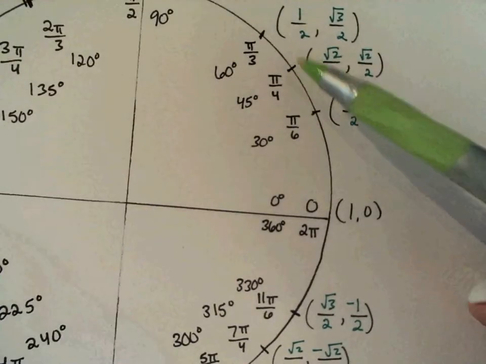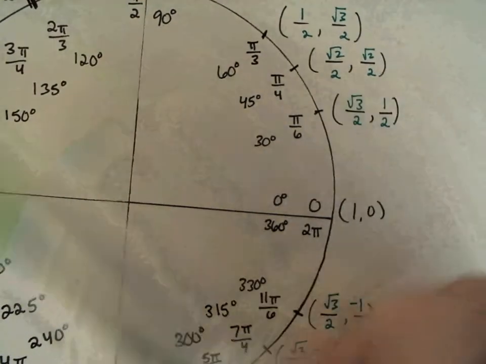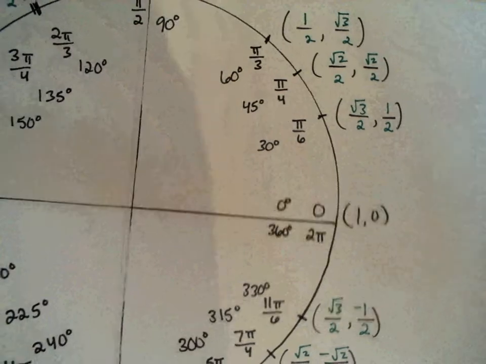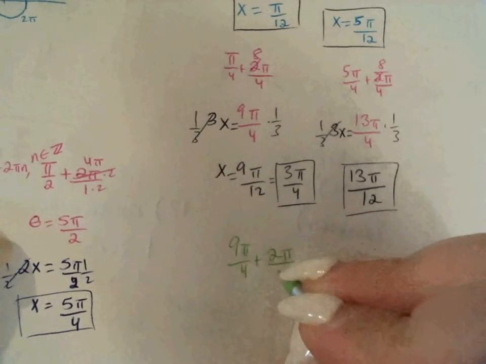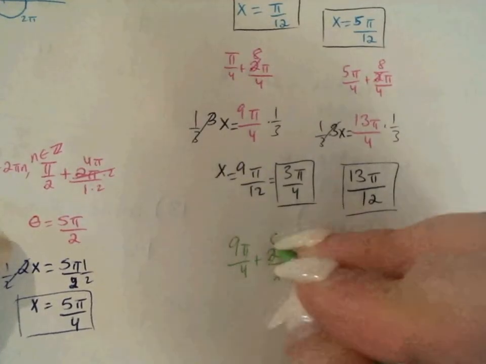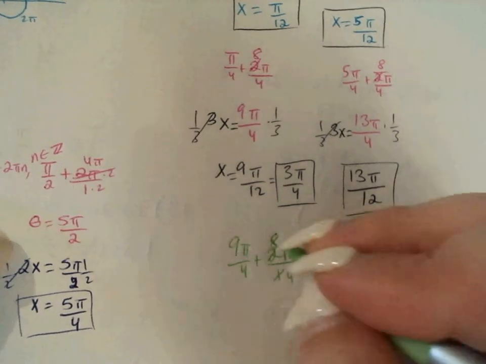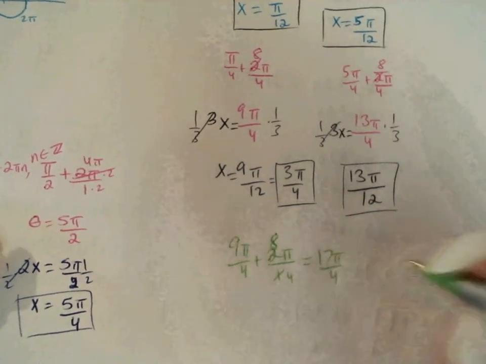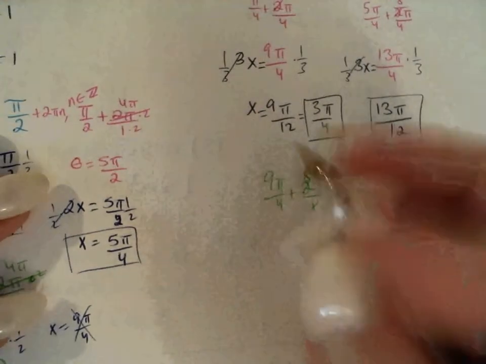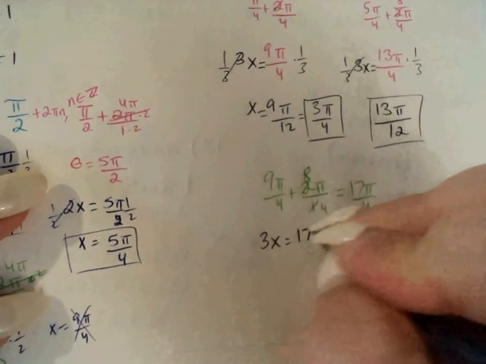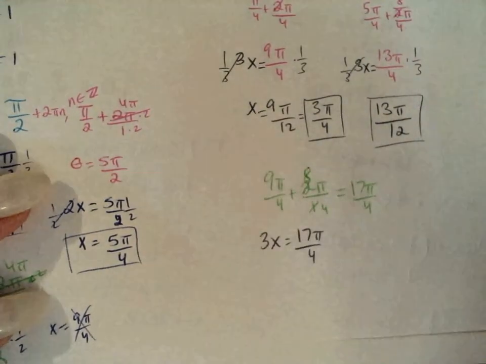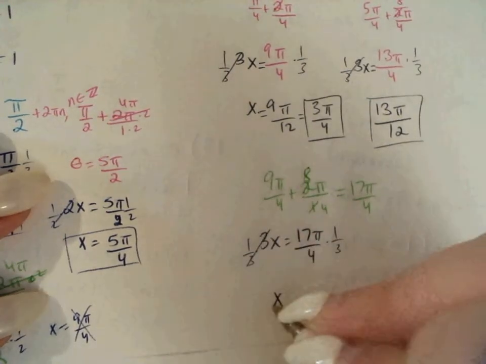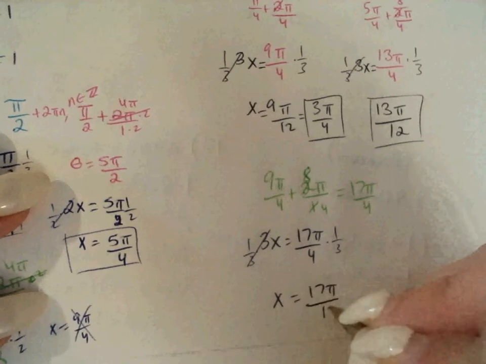So basically what I've done is I've said, okay, pi over 4 plus a full rotation. Now this is 9 pi over 4 plus another rotation. Now it's 17 pi over 4, because if you add 8 pi over 4 to 9 pi over 4, you get 17 pi over 4. So now I'm solving when 3x equals 17 pi over 4. Multiply both sides by 1/3, and I get when x equals 17 pi over 12.